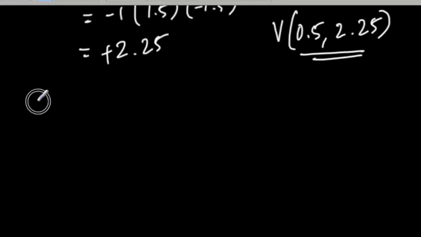Now for G, it says find the equation of the axis of symmetry. And the equation pretty much is the x-coordinate. So we say x is equal to 0.5.